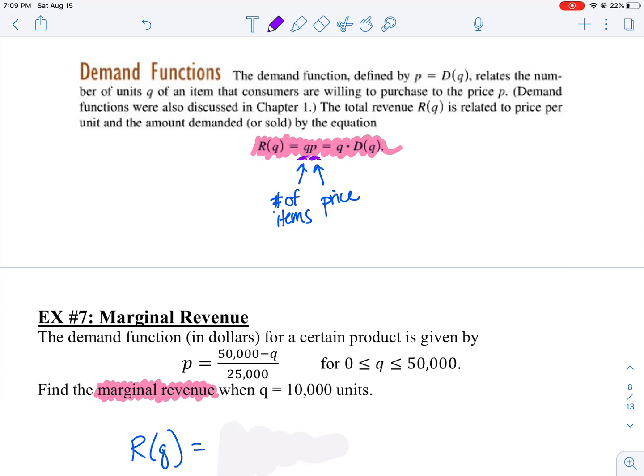We have a cost that we might have to bring out to produce these things, but revenue is how much we're bringing in. So it's Q times P. I need you to make sure you remember that. Anytime they ask me for revenue, I need Q times P, the quantity times the price.